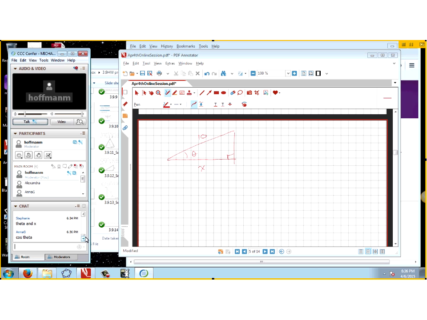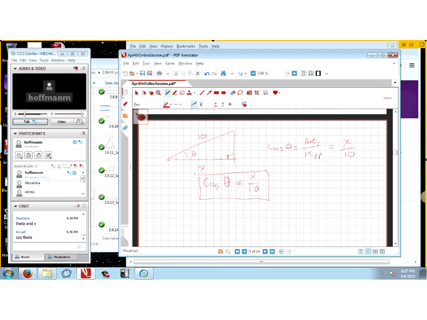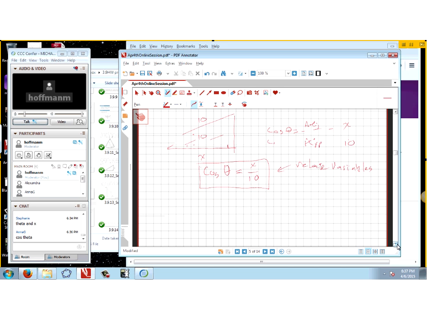Yeah! You learned from your trig class real good. Cosine of theta is equal to the adjacent divided by the hypotenuse, which is going to be x over 10. Okay, so here I got cosine theta is equal to x over 10. We just related the variables.